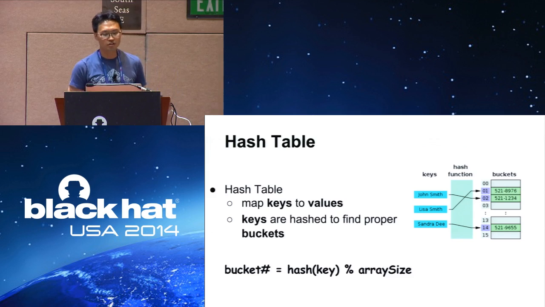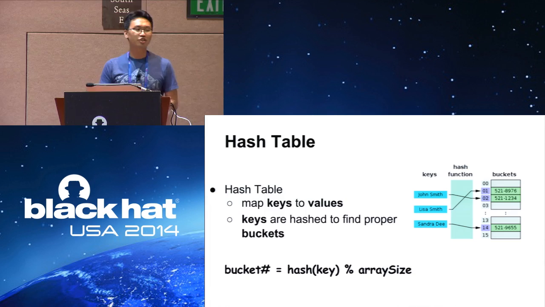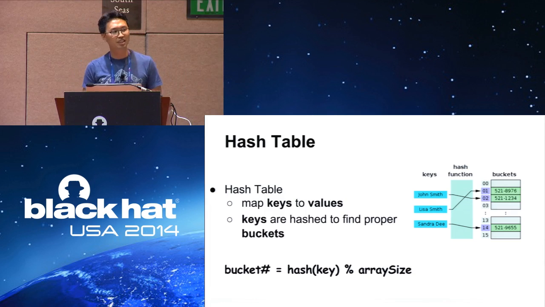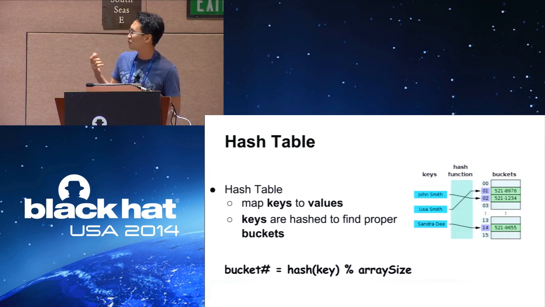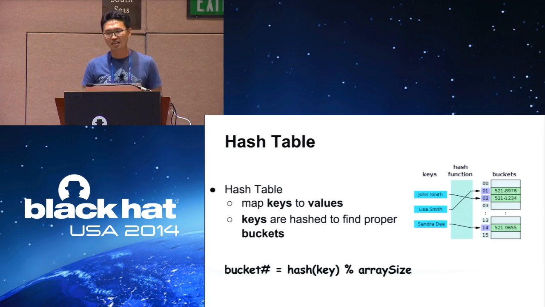Before I actually talk about the script languages, first let me introduce the hash table. A hash table essentially maps keys to values. Pretty simple. I actually stole the picture from Wikipedia, and I hope this can really help, though it looks a bit confusing. Keys are hashed to find the proper bucket. And this is actually the key point of hash table design.